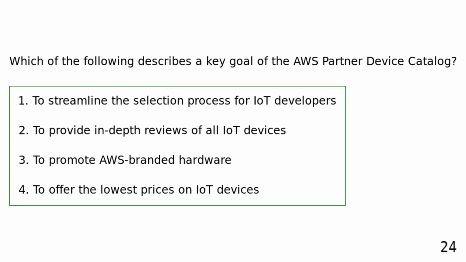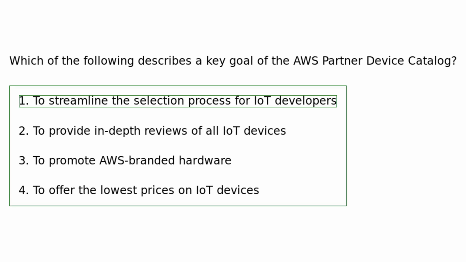Which of the following describes a key goal of the AWS Partner Device Catalog? To streamline the selection process for IoT developers. To provide in-depth reviews of all IoT devices. To promote AWS-branded hardware. To offer the lowest prices on IoT devices. A key goal of the catalog is to streamline the selection process for IoT developers by listing validated and compatible devices.